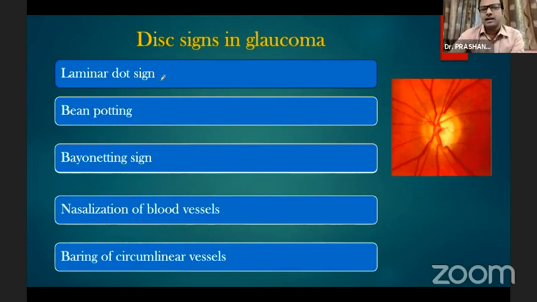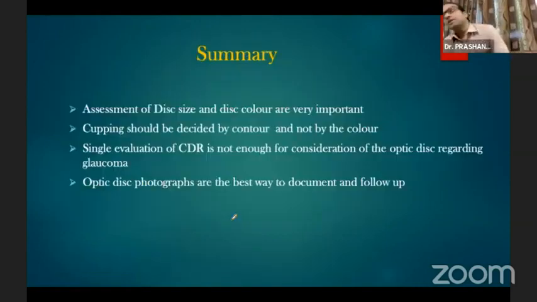Now, laminar dot sign is the presence of prominent laminar dots because of thinning and excessive cupping of the disc. And bean pot cupping and bayoneting sign is because of excessive excavation of the cup, and bending of blood vessels. Also because of loss of neuroretinal rim, there may be nasalization of blood vessels and baring of circumlinear vessels. So these are soft signs of glaucoma, which are not pathognomonic. So best is to examine the disc and examine the neural rim.